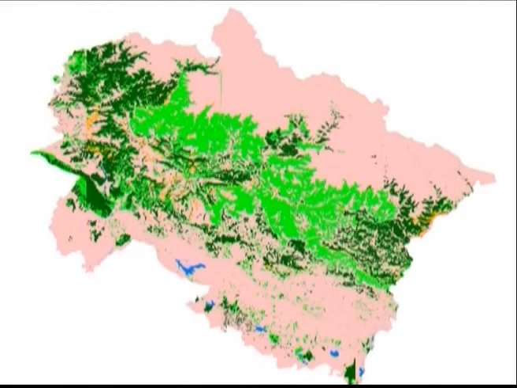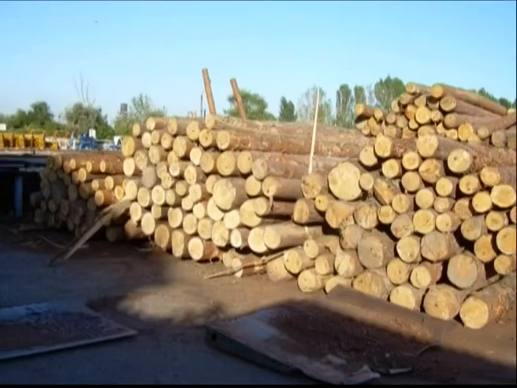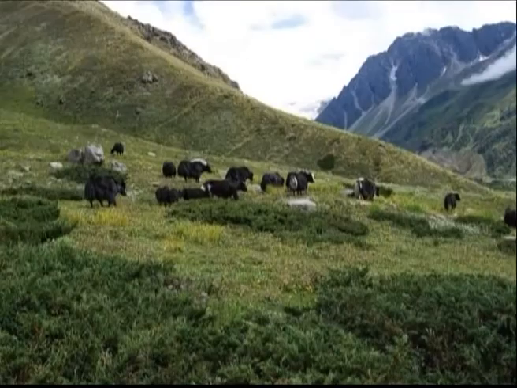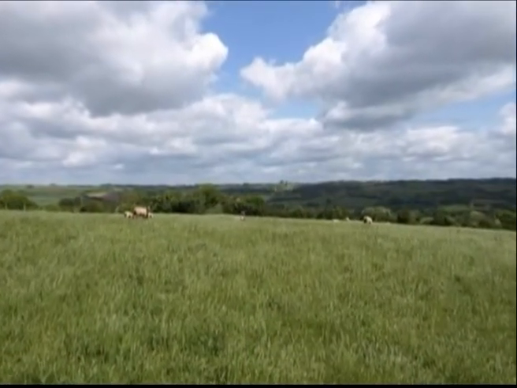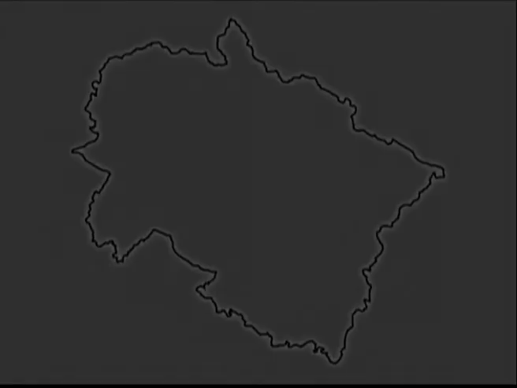More than 60% of Uttarakhand is under forest cover. The forests provide not only timber and fuel wood, but also extensive grazing land for livestock. Only a small portion of the state's total land area has permanent pastures.